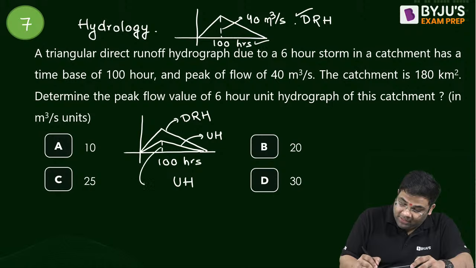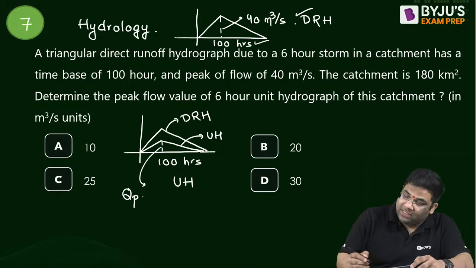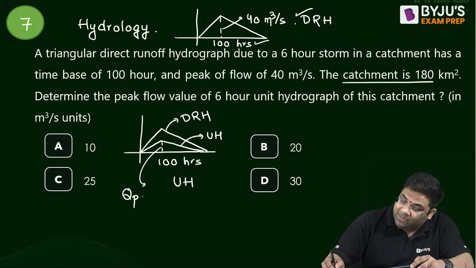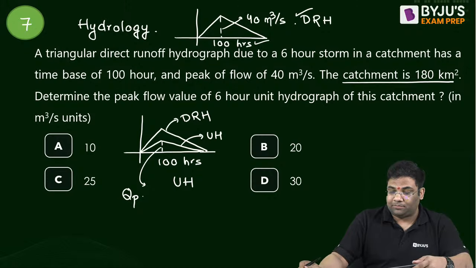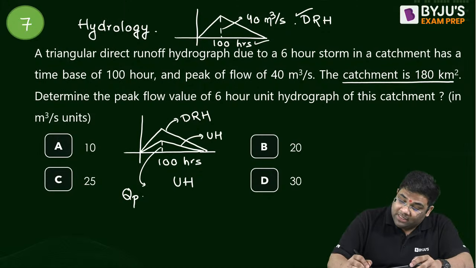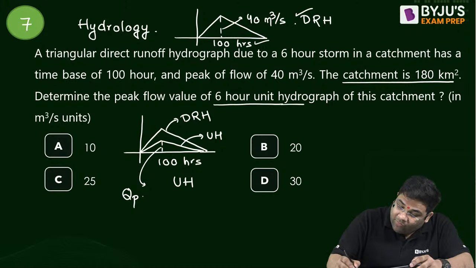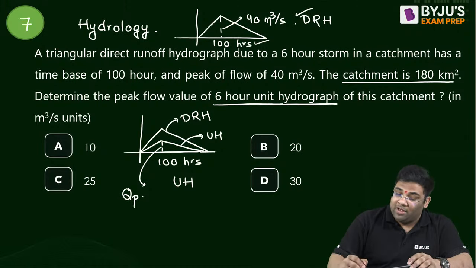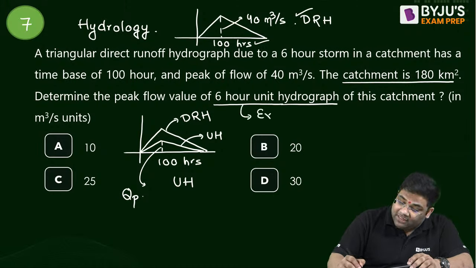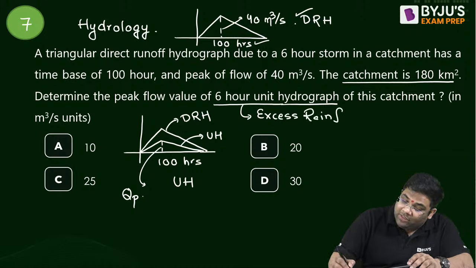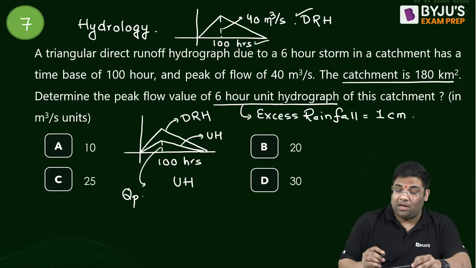So find out this peak of the unit hydrograph, the catchment area is given to us. Please solve this. Understood? Rainfall depth is not required because they are asking the peak flow of 6-hour unit hydrograph. When they say unit hydrograph, it means the excess rainfall, or the effective rainfall, is 1 centimeter. We have discussed this formula a lot of times.